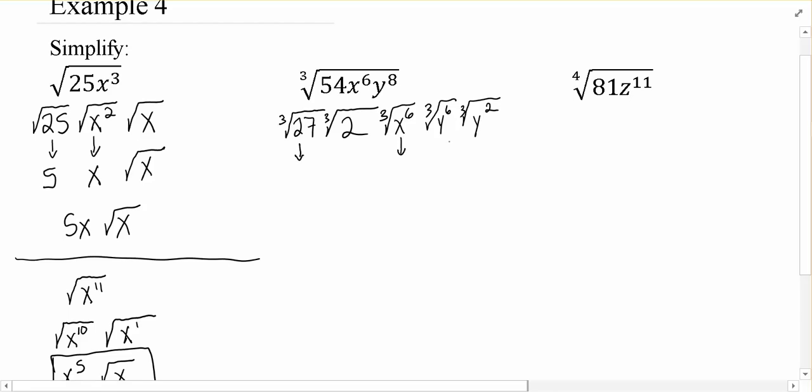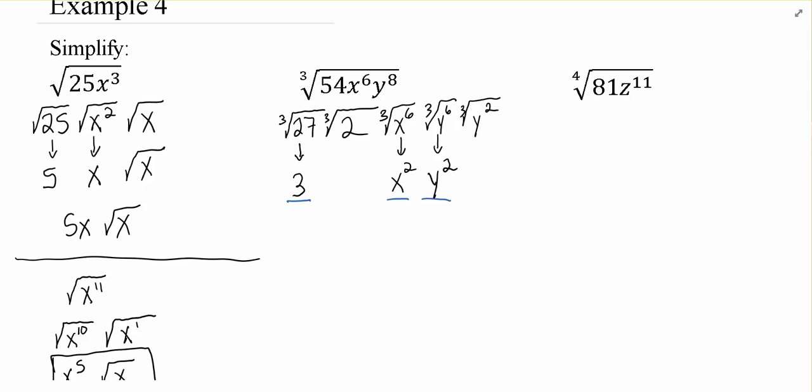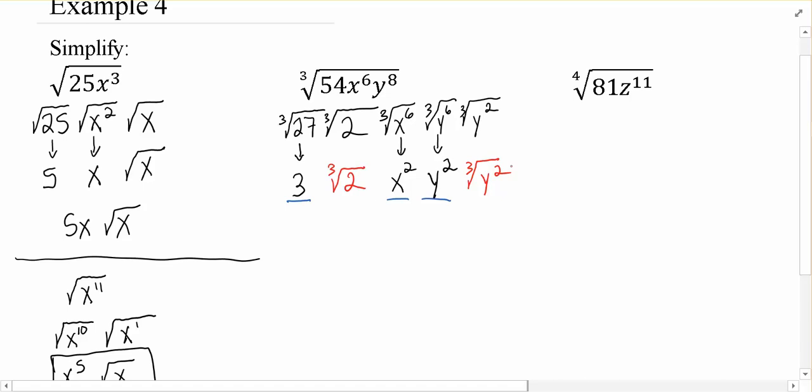There are 3 things I can take the radical of. The cube root of 27 is 3. The cube root of x to the sixth is x squared. The cube root of y to the sixth is y squared. These are all values that no longer have a radical. Now I can carry down the values that still have a radical, that I had cube root 2 that didn't simplify any further, and I had cube root of y squared that didn't simplify down any further.